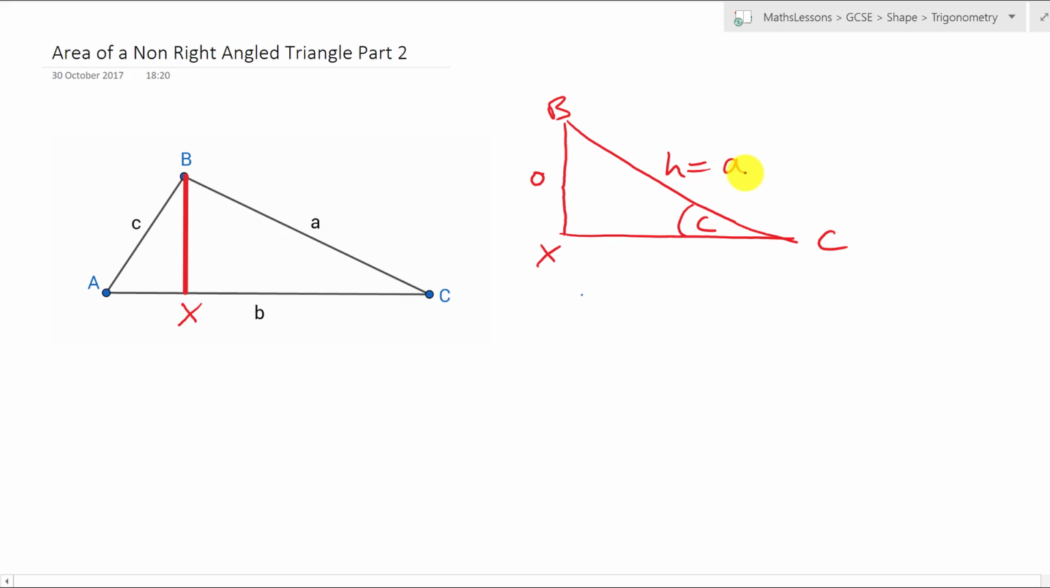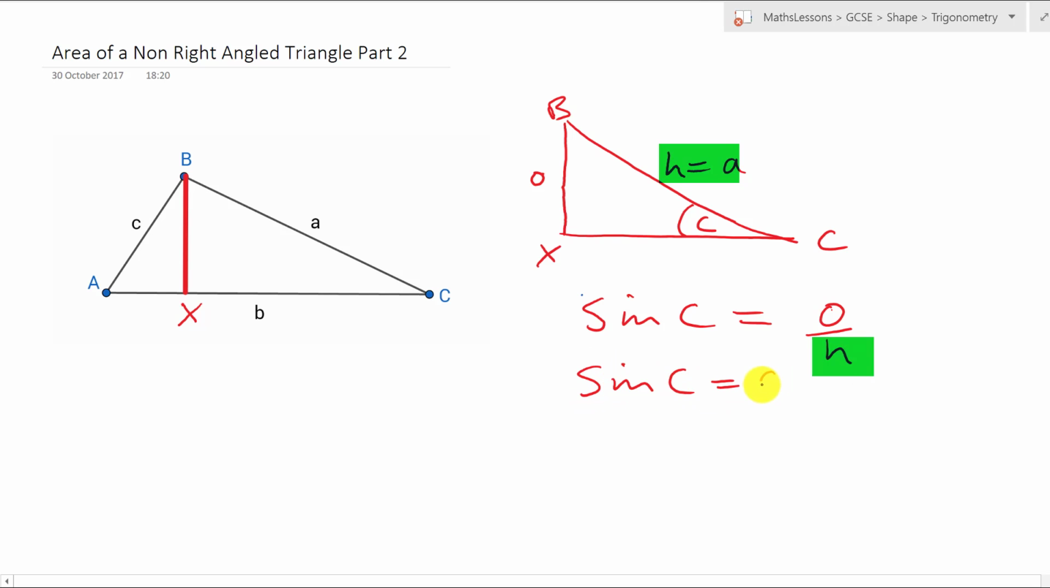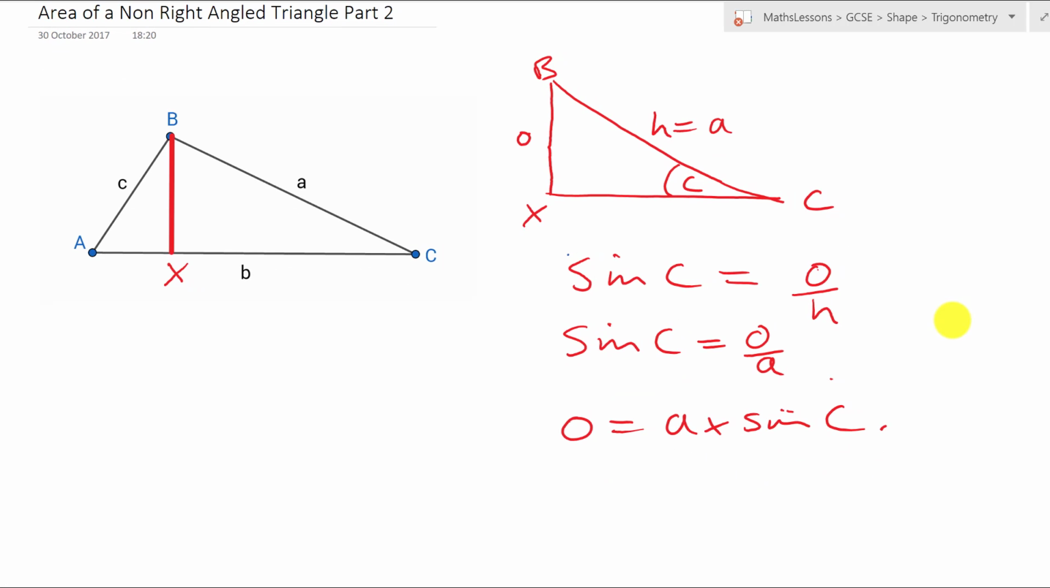So what we can realise is that sine of C is equal to the opposite over the hypotenuse. The hypotenuse in this case is going to be a, so we put O over a. So we get O is equal to a times sine C. Now we know that half the base, AC, which is equal to b, multiplied by the perpendicular height O is going to give us the area of the triangle.